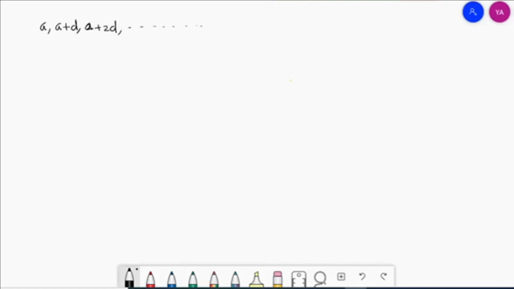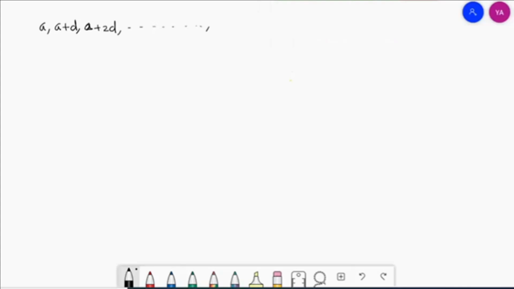So we take only the sum of the first n terms. We don't want to write the entire progression here. Our aim is to find the sum of the first n terms. The last term here we can write as an. For an, we know the nth term formula. How can we find the nth term? A plus n minus 1 times d.